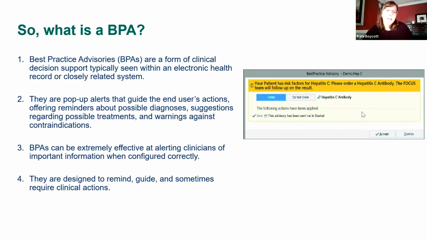And so these BPAs are a form of clinical decision support. For those of you who work in EPIC or similar systems, you probably see them for various things. There's an example here on the right of hepatitis C screening. We often see them for hemoglobin A1Cs when they haven't had it done in the last 3 months. It triggers it up so that you can order it very easily. So they're pop-up alerts that guide the end user's actions and are reminders, essentially. They can be extremely effective when they're configured well. And they're designed to remind people what to do, and you have to balance that with not overwhelming people, essentially.